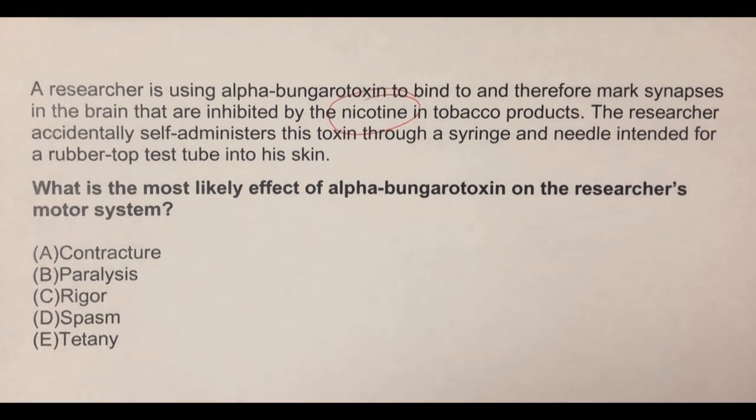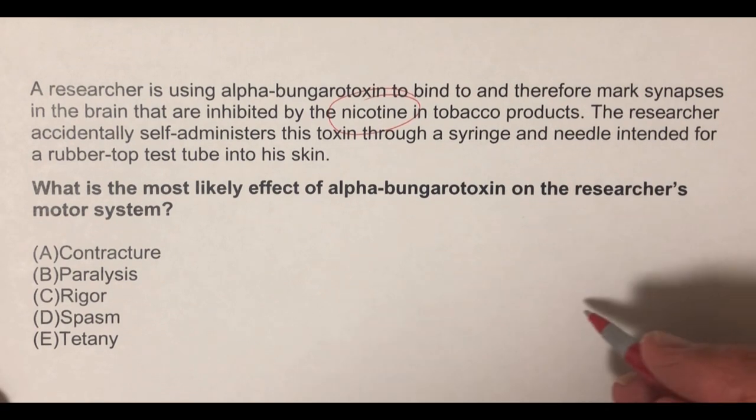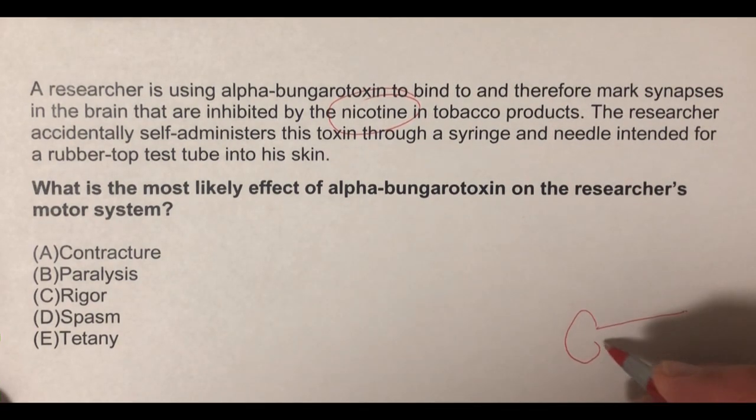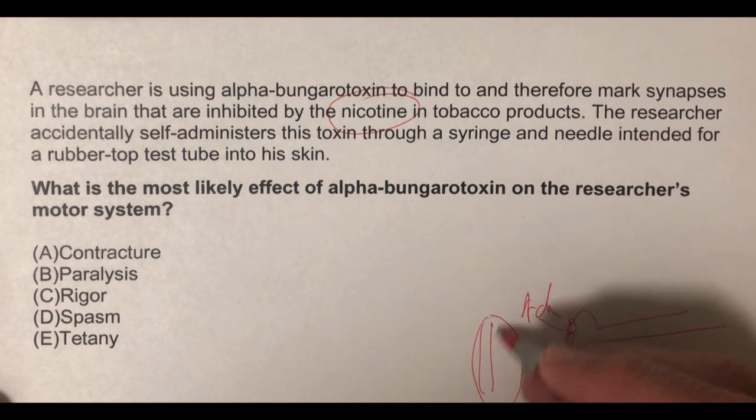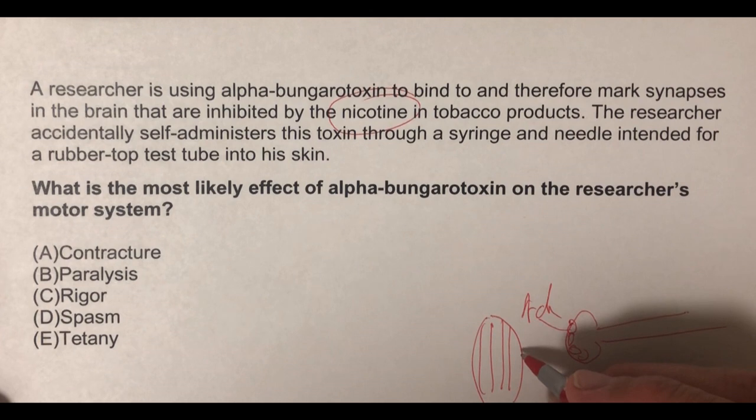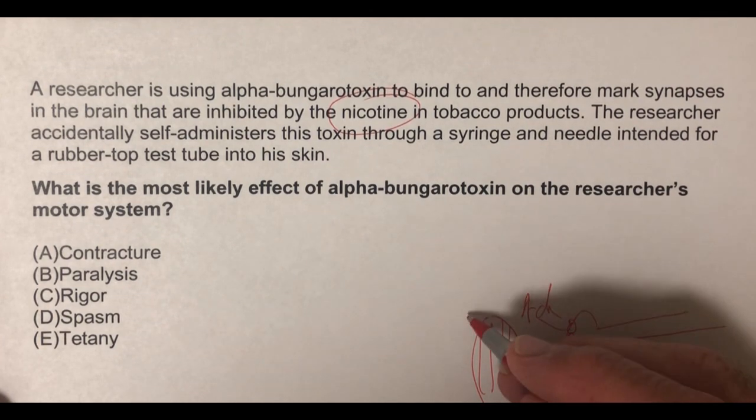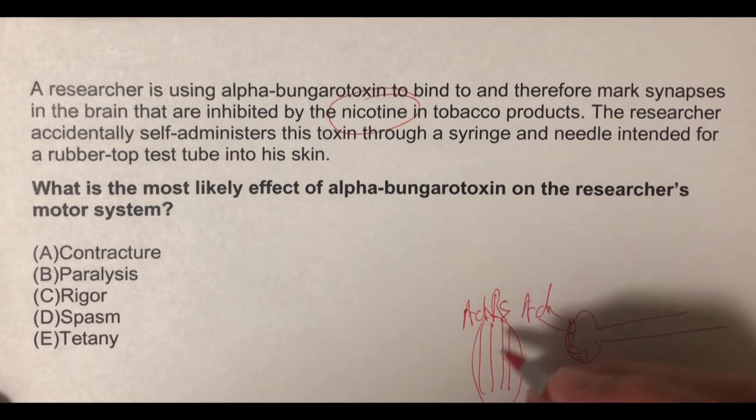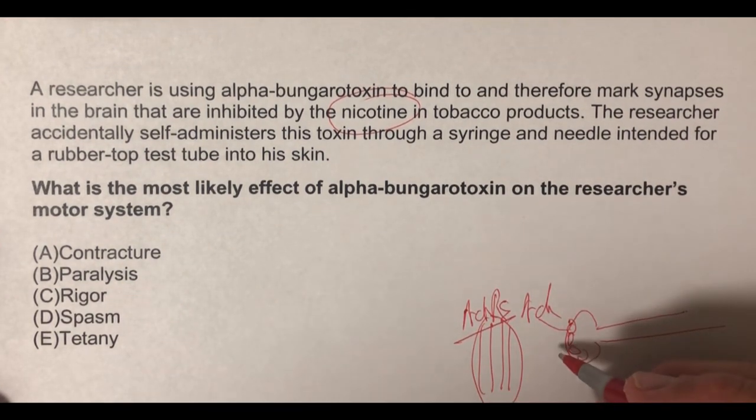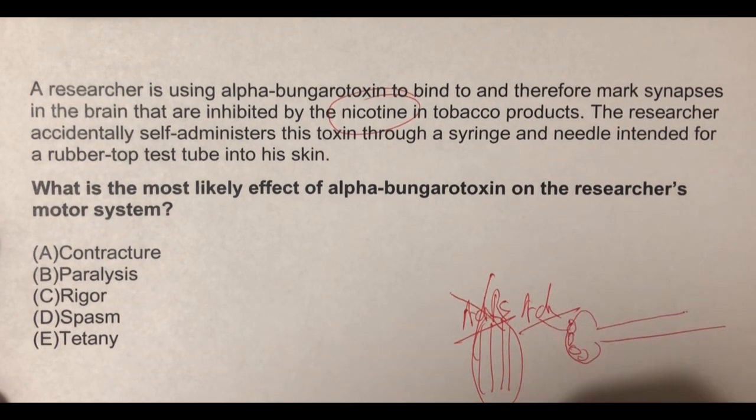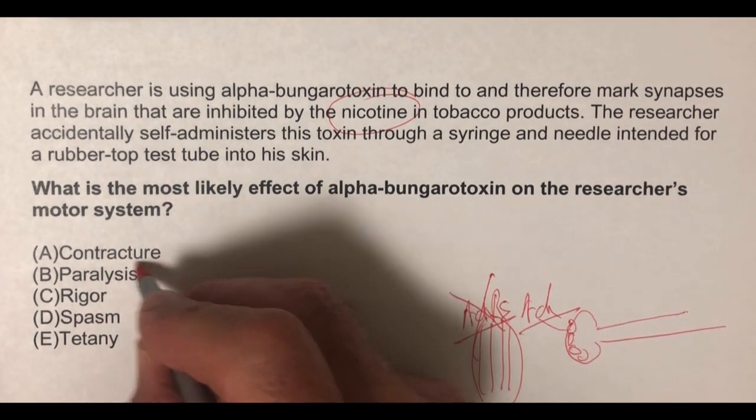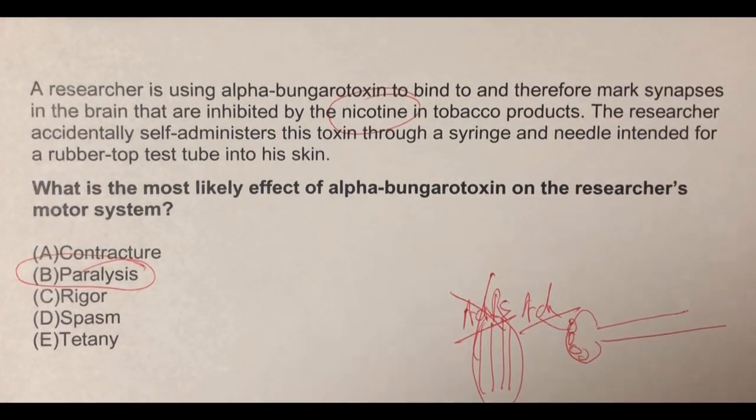What's the effect of alpha-bungarotoxin on the motor system? Well, here we have a motor neuron releasing acetylcholine onto a skeletal muscle, and that skeletal muscle is going to have acetylcholine receptors, right? So if we block the acetylcholine receptors, acetylcholine can't act and we won't get an action potential. It seems like this is kind of an easy question, but the only appropriate answer is paralysis.